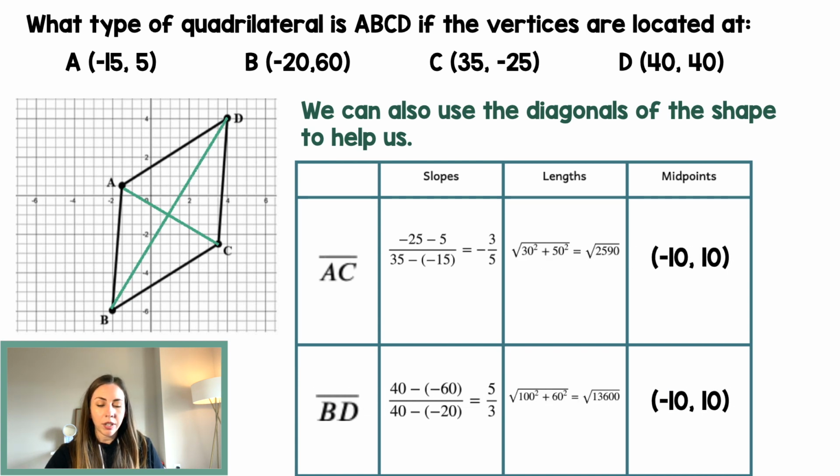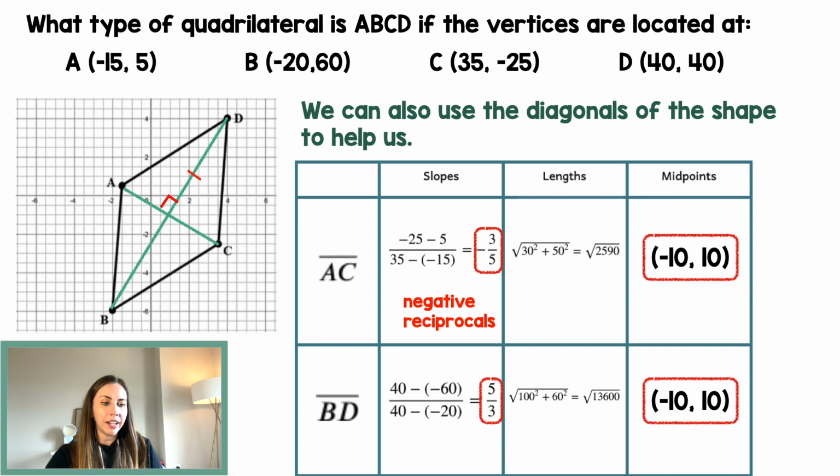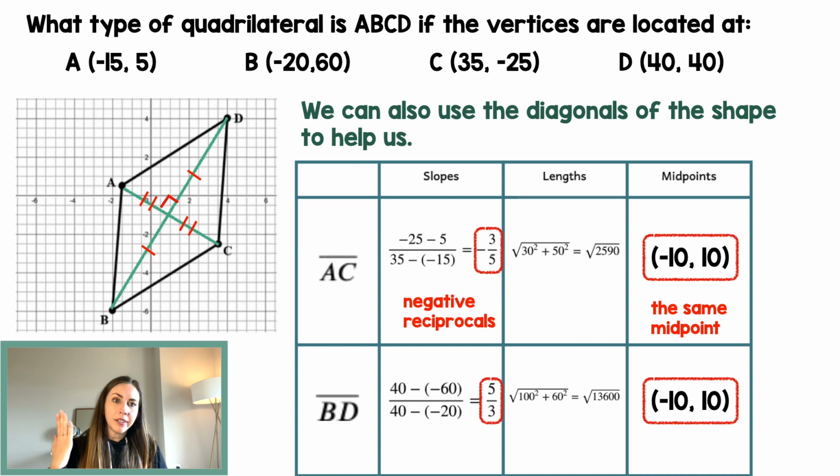And here are some things that we notice once we've done these calculations. The slopes, -3/5 and 5/3, are negative reciprocals. So that means that this angle that connects AC and DB is a right angle. So our diagonals are perpendicular. That's one thing that we just learned from our calculations. Let's take a look at the midpoints. -10, and -10. So this tells us that our diagonals are bisecting each other. So we have diagonals that are perpendicular bisectors.